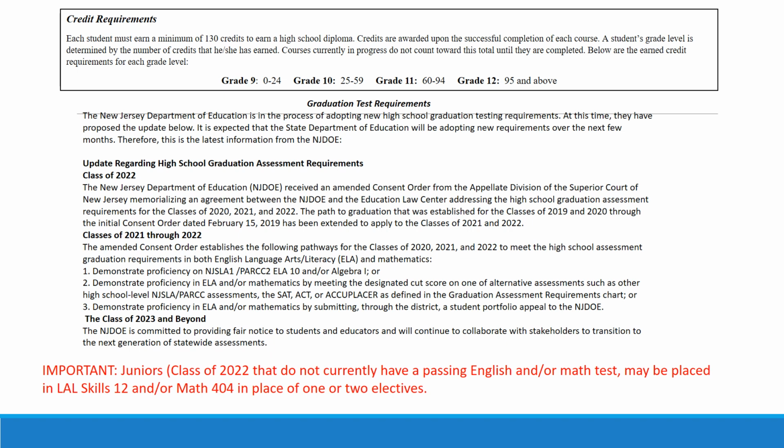So if you have not yet passed an English or a math standardized test, then you can take one of the alternate assessments. However, keep in mind, those of you in grade 11, if you have not passed one of these assessments yet, you will be placed in a Math 404 or an LAL skills class so that you receive supplemental instruction and practice tests so that you can pass these tests before your graduation.